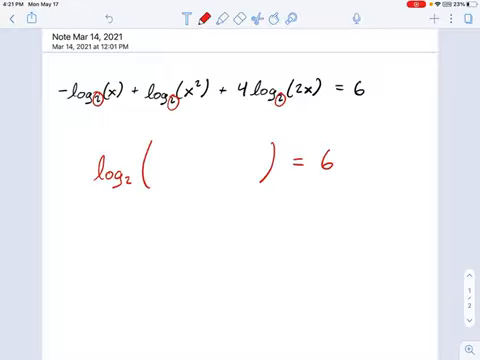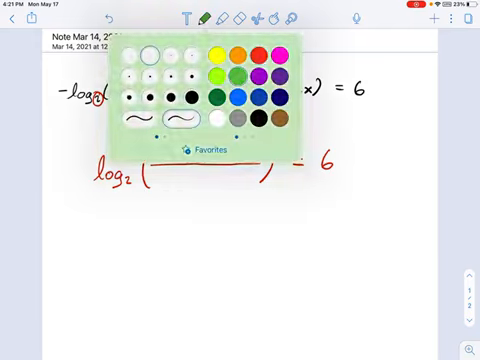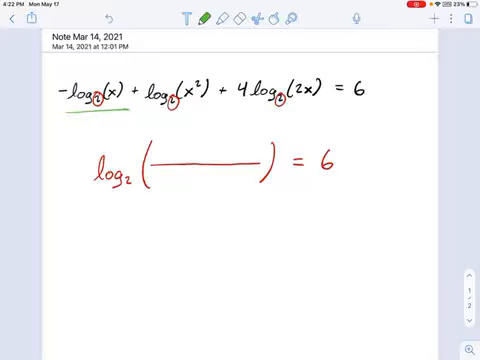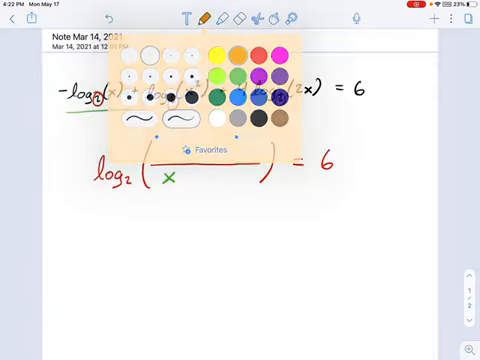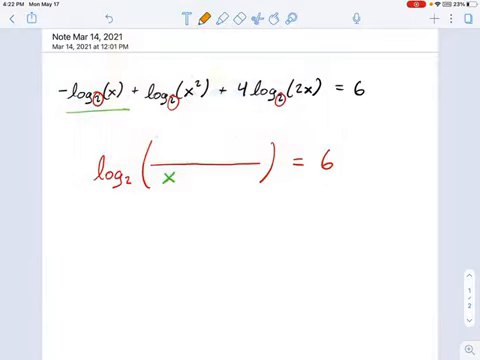And let's just think about where each of these terms goes. If you remember the product rule and the quotient rule and the power rule, those are going to all come into play here. So I'm going to start using different colors here. Let's say I'm looking at this term first. I have a negative log of x. Well, that means the argument x goes on the bottom of this megalog. And in the next one, I have a positive log of x squared. So that means I have an x squared term on top.